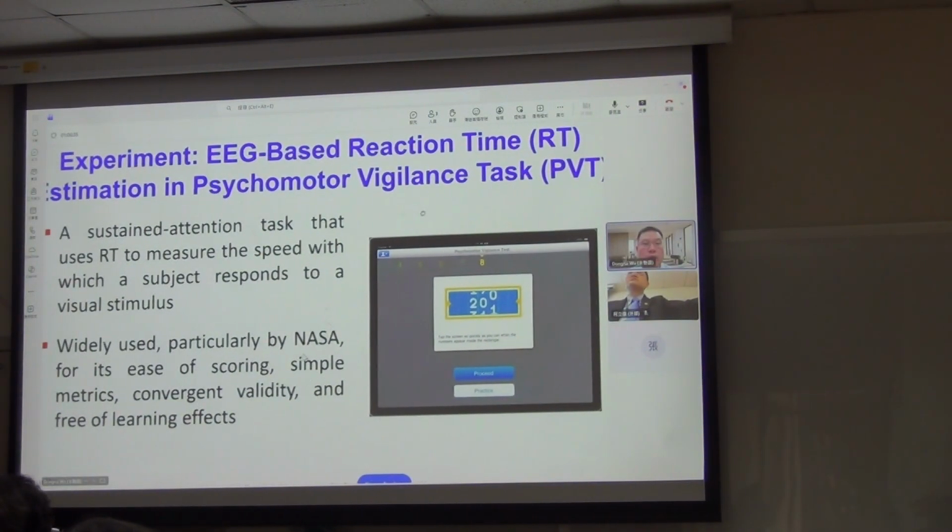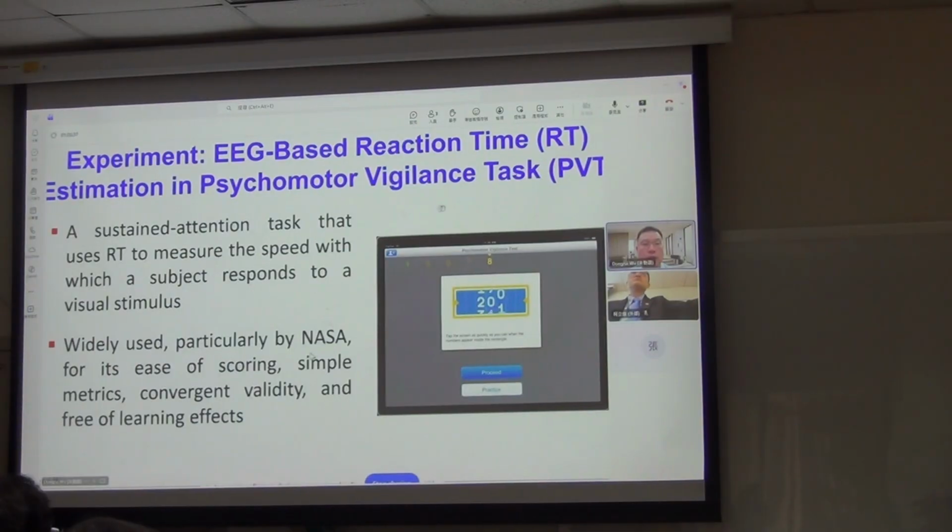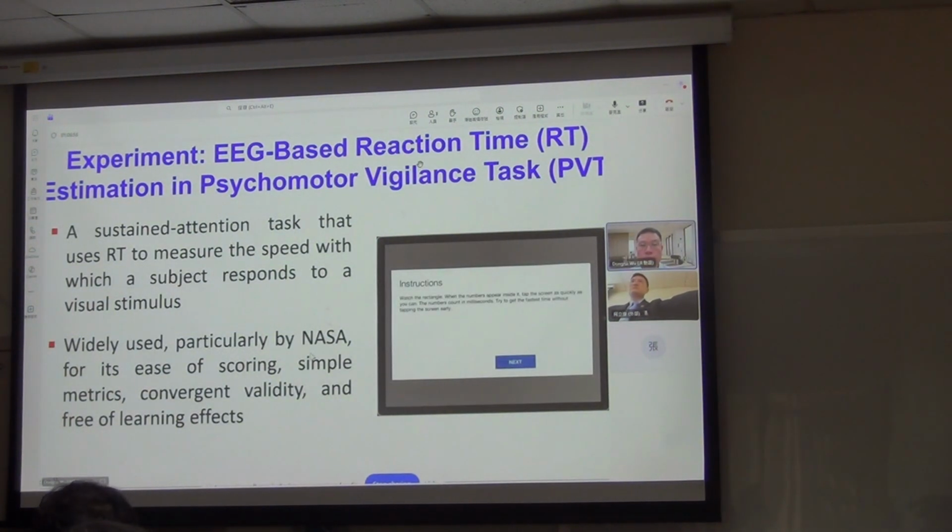It is widely used, particularly by NASA, for its ease of scoring, simple metrics, convergent validity and freedom from learning effects. This is a short introduction to this paradigm. This is the psychomotor vigilance test. It's a high precision response time test.